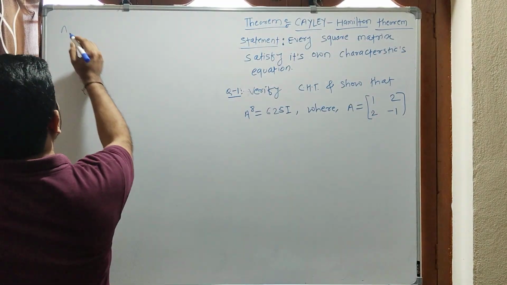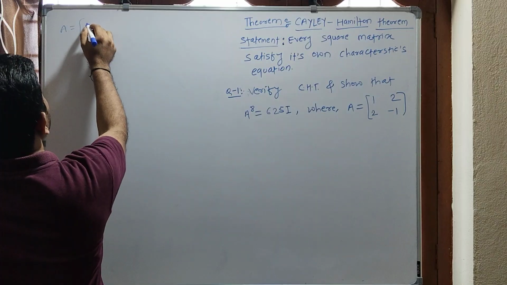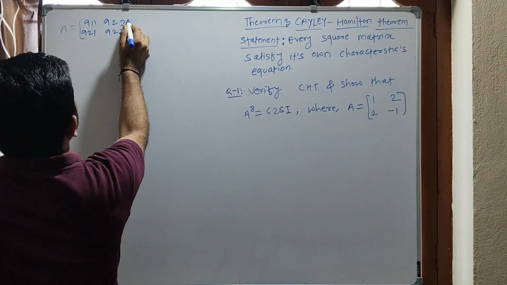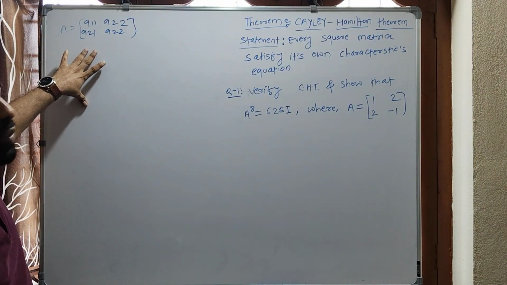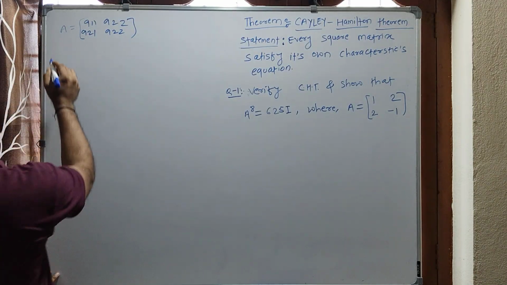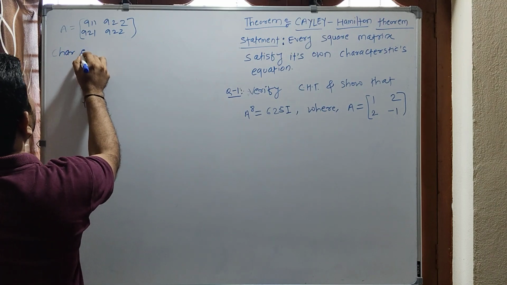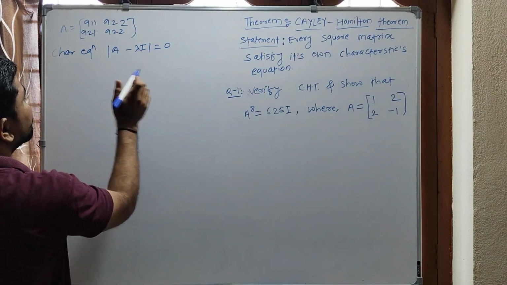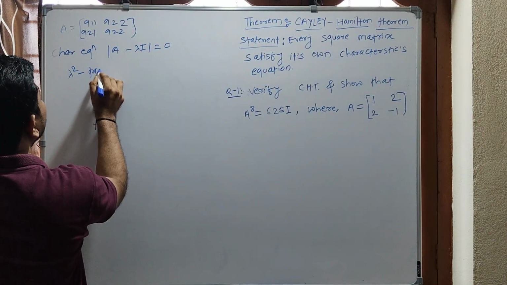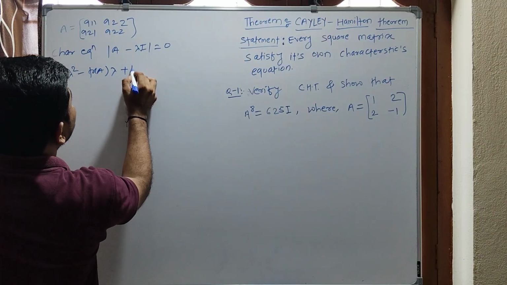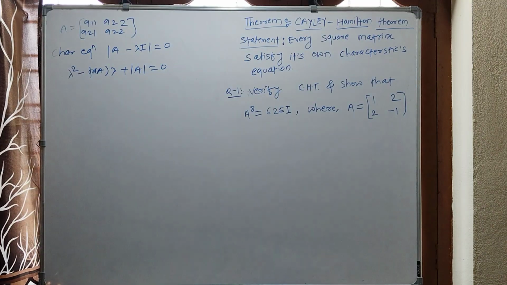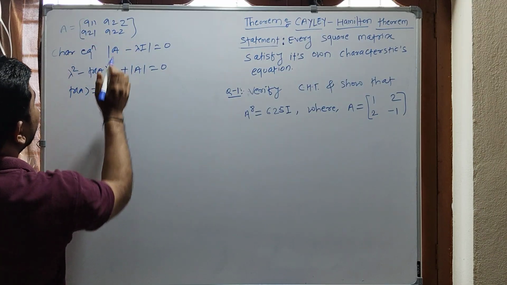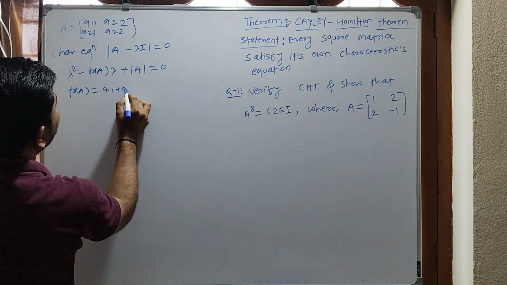For example, let's say A is my matrix of order 2 cross 2, that is A11, A12, A21, A22. So this is a square matrix of order 2 cross 2, and the characteristic equation of this matrix is the determinant of A minus lambda I equal to 0. This is the same as lambda square minus trace of A into lambda plus determinant of A equal to 0. Here trace of A is the sum of the principal diagonal entries, that is A11 plus A22.